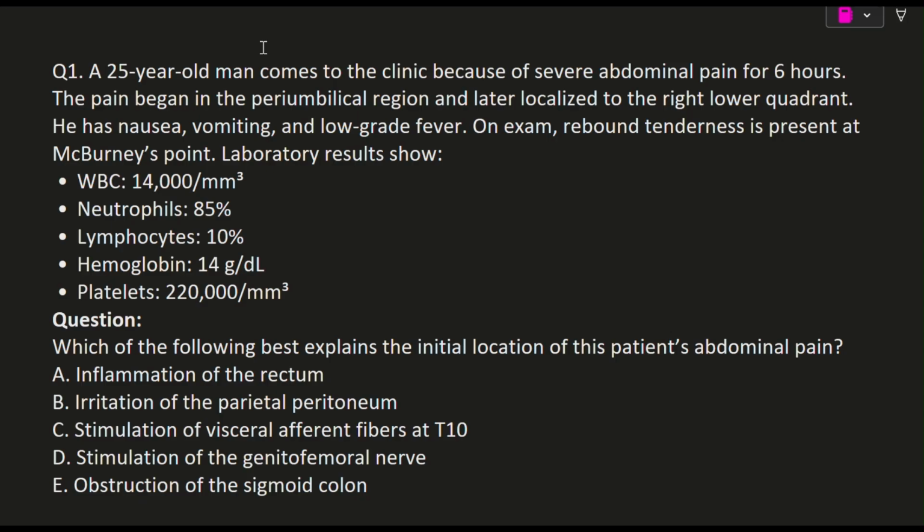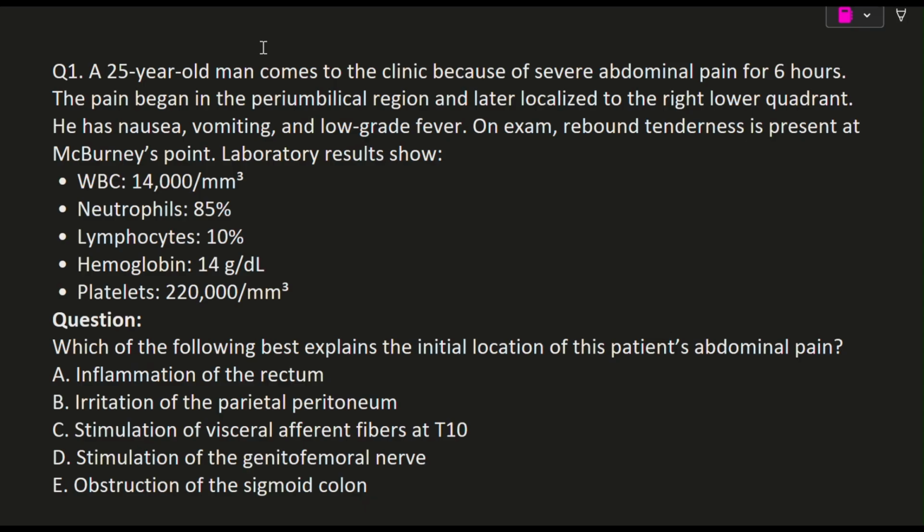Laboratory research shows white blood cell count about 14,000 per millimeter cube, neutrophils about 85%, lymphocytes about 10%, hemoglobin about 14 gram per deciliter, platelets about 220,000 per millimeter cube. The question is, which of the following best explains the initial location of this patient's abdominal pain?